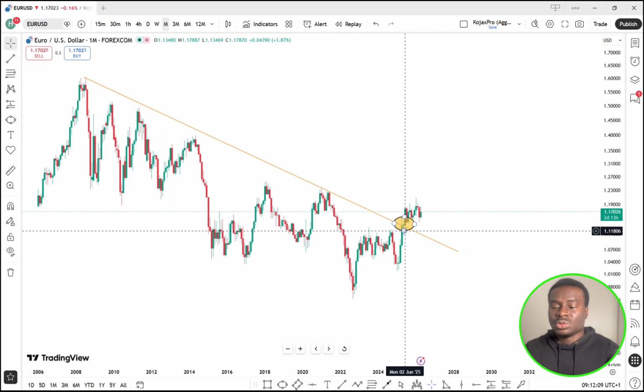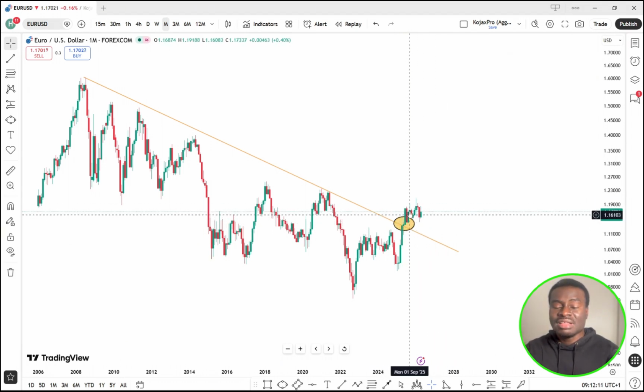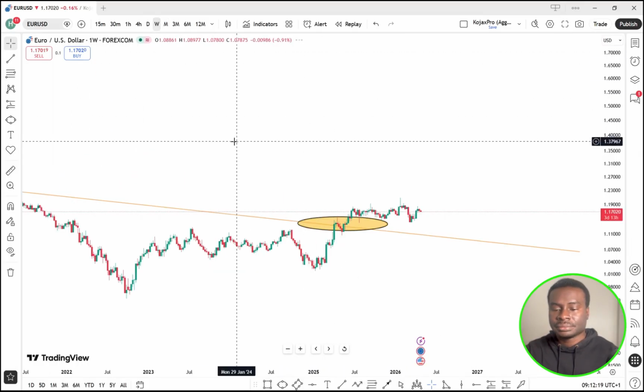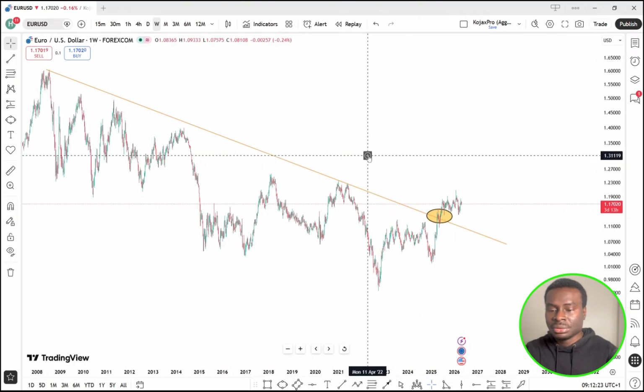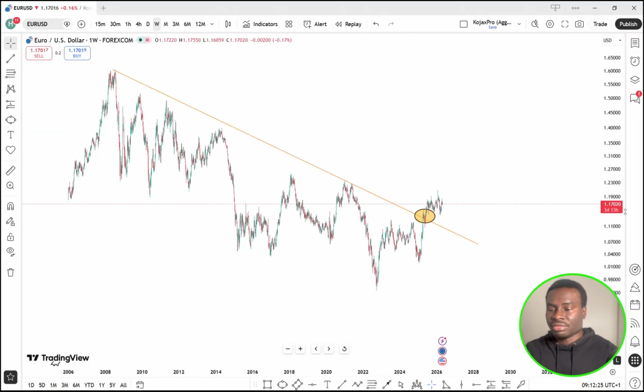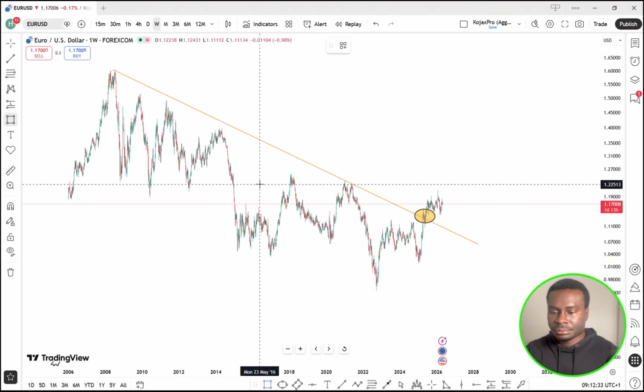Now we have seen that we have broken a major trend line on the monthly time frame. Let's go over to the weekly time frame to see how we are arranging for this pair. Now, this is the weekly time frame. I'm just going to compress the chart a little. On the weekly time frame, I just want to do something simple. I want to know what the key levels on this chart are, and I'm going to mark them quickly.